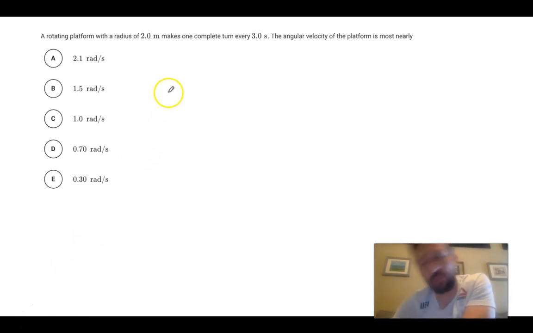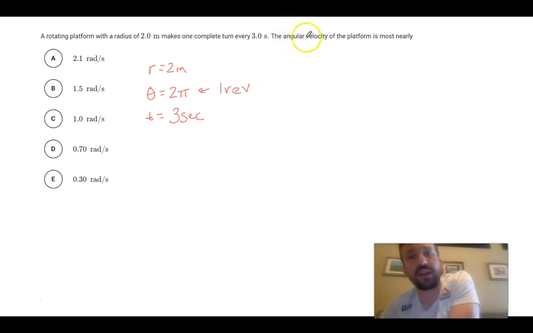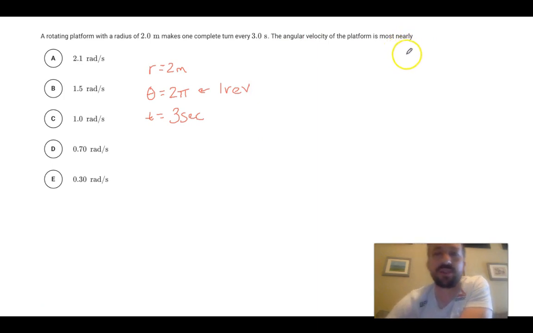A rotating platform, remember, pause it, try it yourself. A rotating platform with a radius of 2 meters makes 1 complete revolution every 3 seconds. That's 1 revolution, right? The angular velocity of the platform is most nearly.